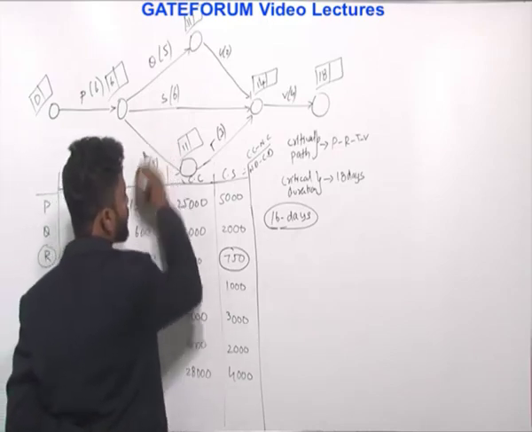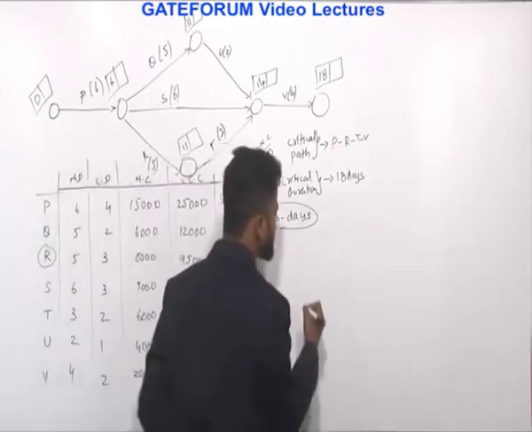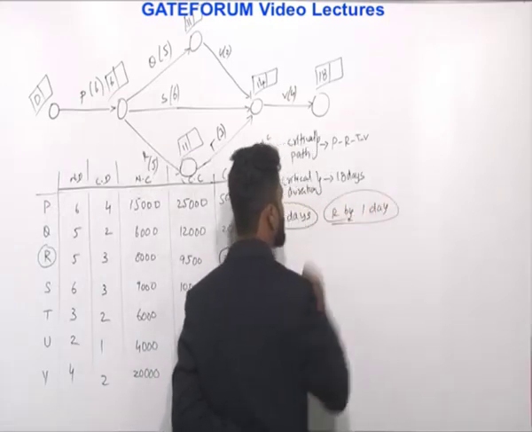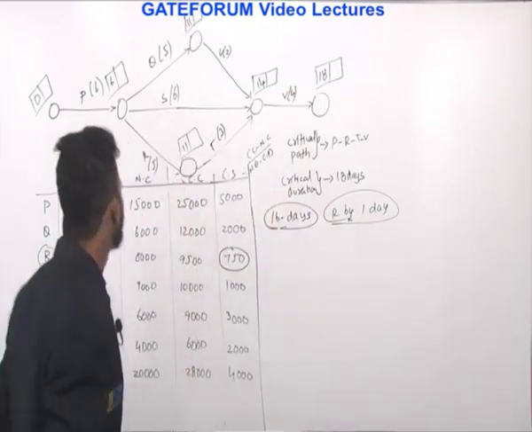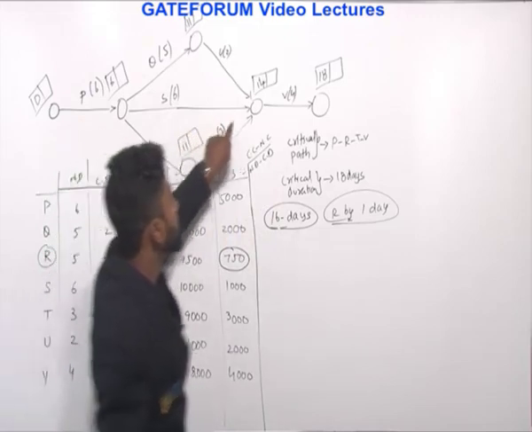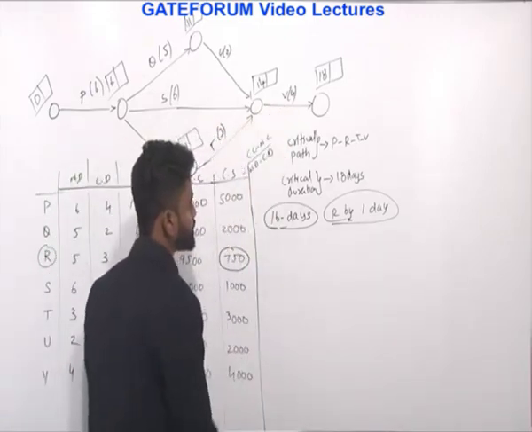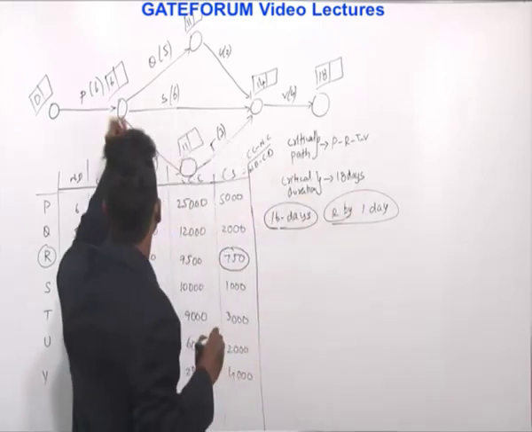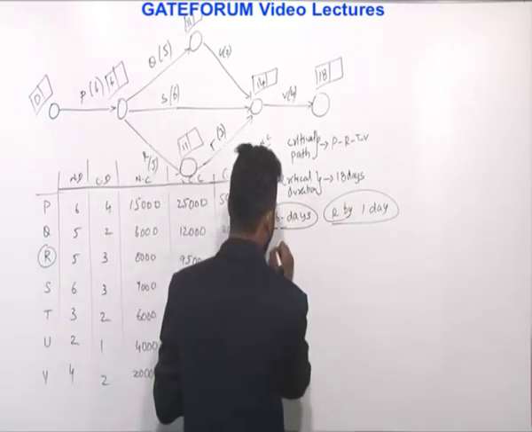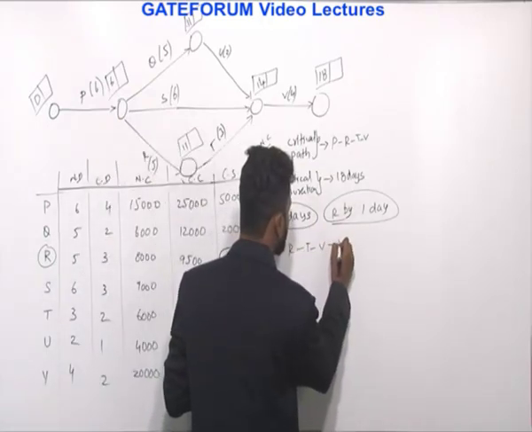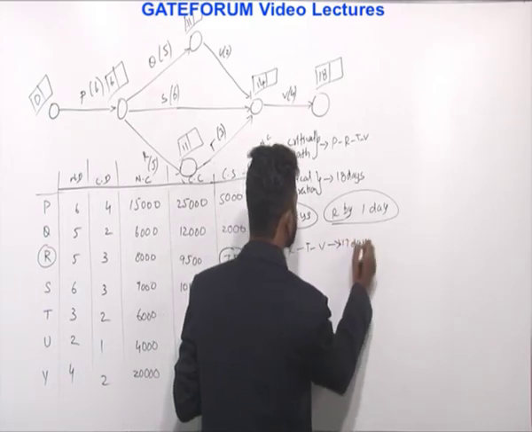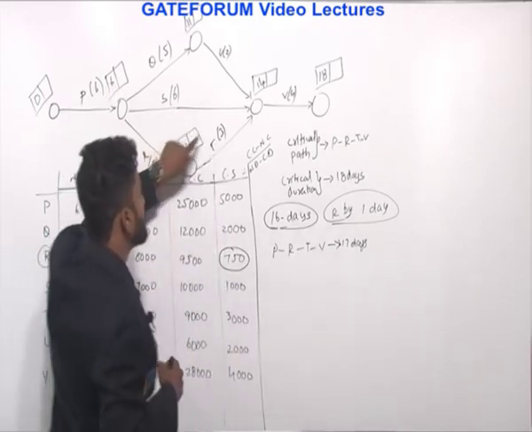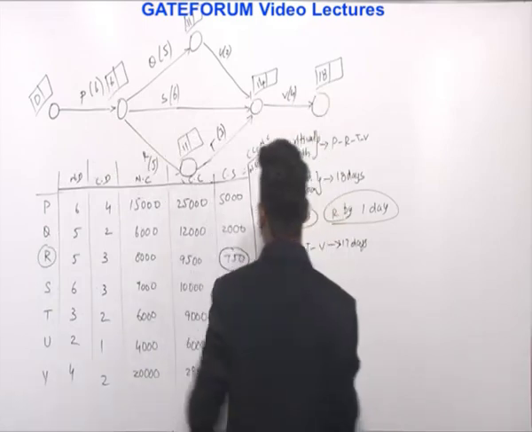So let us crash R by 1 day. After crashing R by 1 day, what could be the duration for PRTV? It would be 17 days. This would be 6. So I am crashing this to 4, that is 10. 10 plus 3, 13. 13 plus 4, 17.